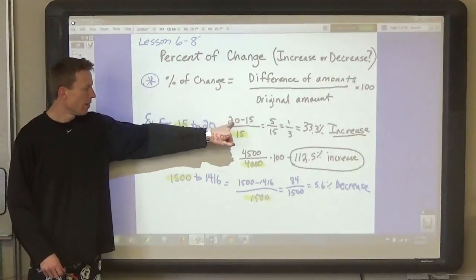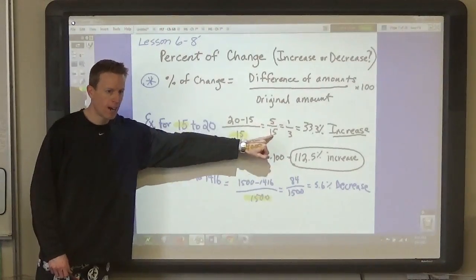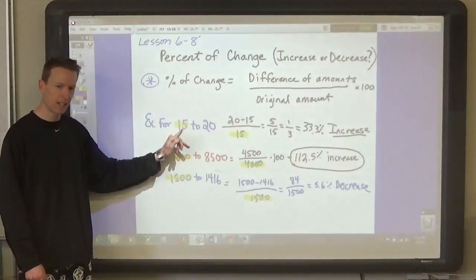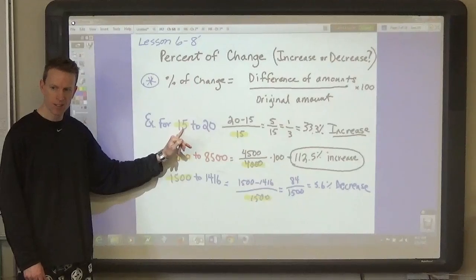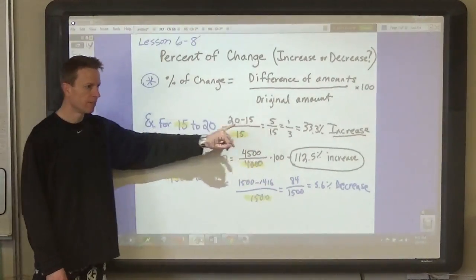15 to 20, the difference is 5. And then 5 divided by the original amount. Notice I highlighted 15 because 15 is the amount that we're going to divide by.